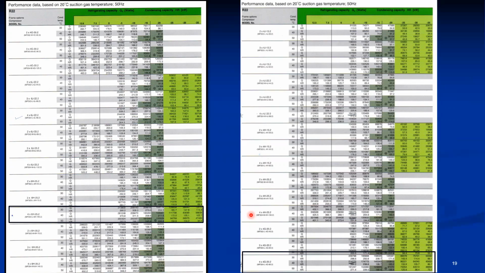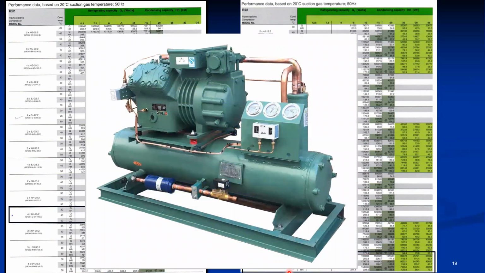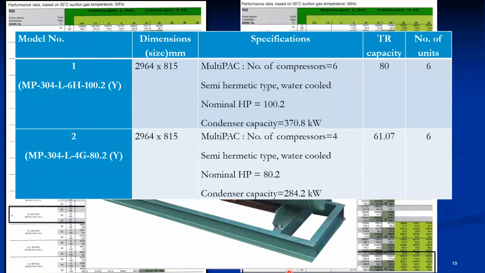But based on the similar criteria, that is temperature conditions are given, -5 degrees Celsius evaporating temperature, and the cooling capacity, where it meets, that model is selected. So again, like the evaporator, 2 models are selected. And this is a water-cooled semi-hermetic sealed screw compressor. So these are the specifications of these 2 compressors. So one compressor having 80 TR capacity and one compressor having 61 TR capacity.